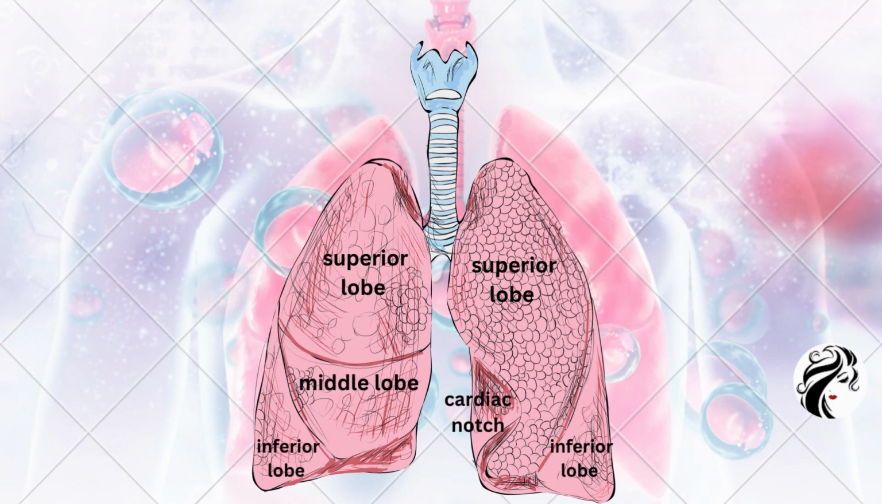So this is the anterior view. As you can see, the superior lobe right and left, and the inferior lobe right and left, and we have a middle lobe which is only present on the right side. We have a cardiac notch, the depression, as we discussed before, in the left lung. So how can you differentiate the right and left lung? The cardiac notch is only present on the left lung, and the middle lobe is only present on the right lung.